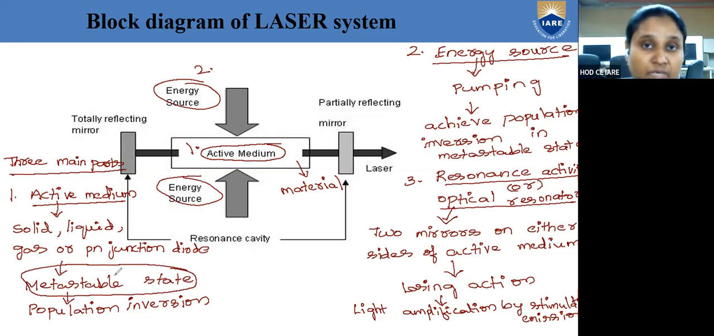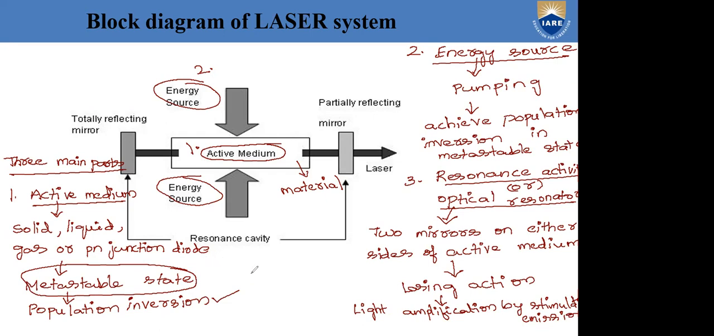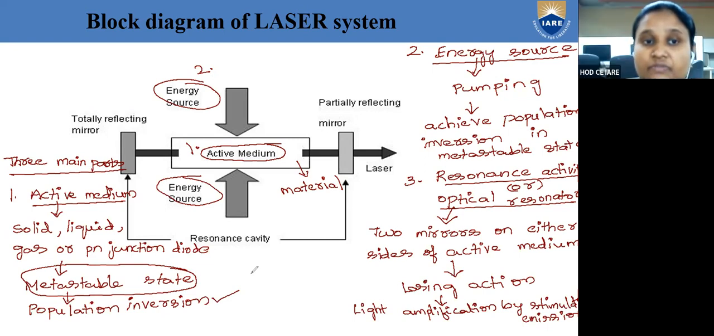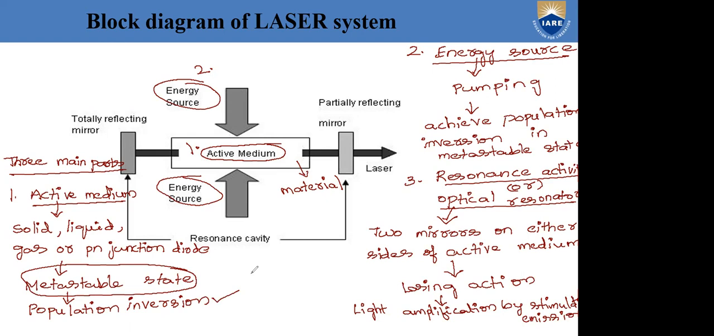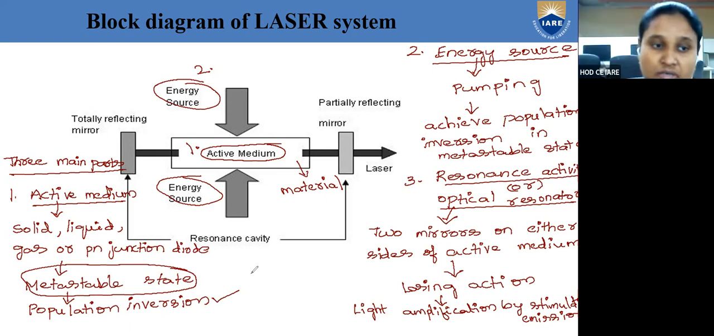And what is the use of metastable state? In the metastable state, population inversion will be achieved. What is population inversion? Number of electrons more in the first excited state, ma'am. Not the first excited state. What you have to remember is higher state. The population of the higher state will be more than the lower state. Okay. And generally, where will we achieve population inversion? In the metastable state. Why in the metastable state? Because it has the property of retaining atoms for more time. It won't make them come down faster. So it will retain them for more time.